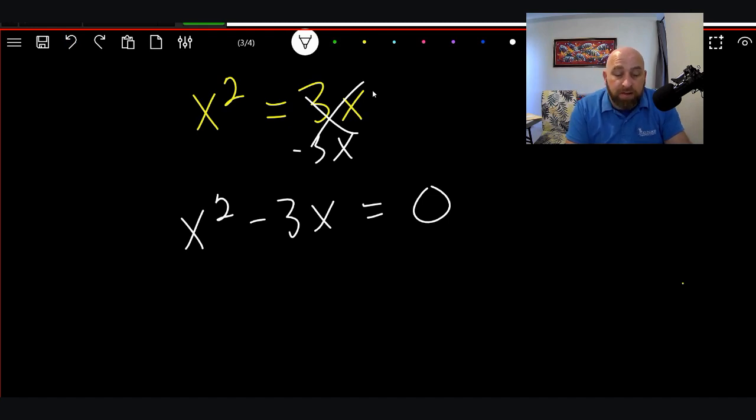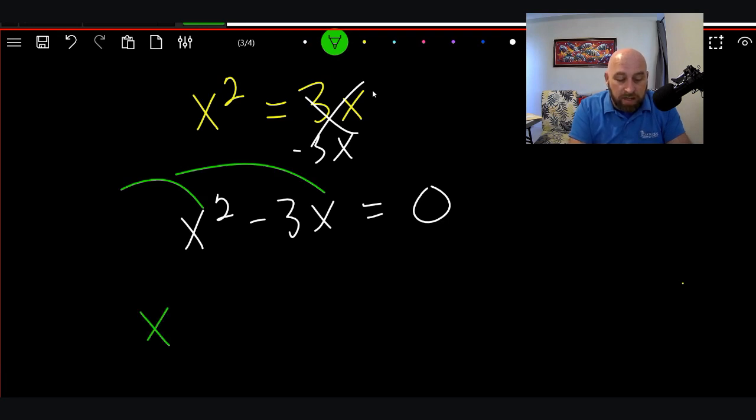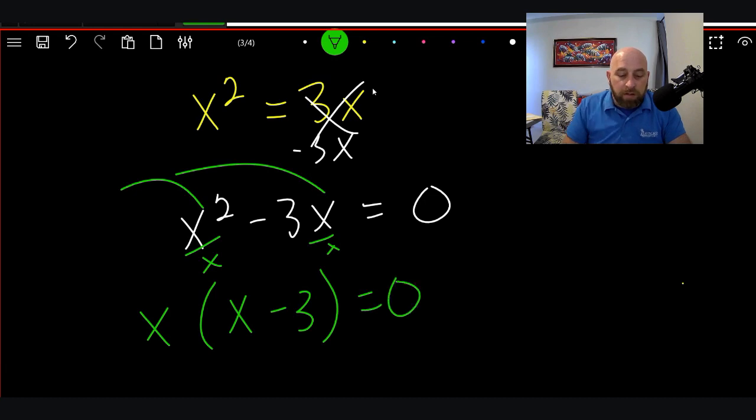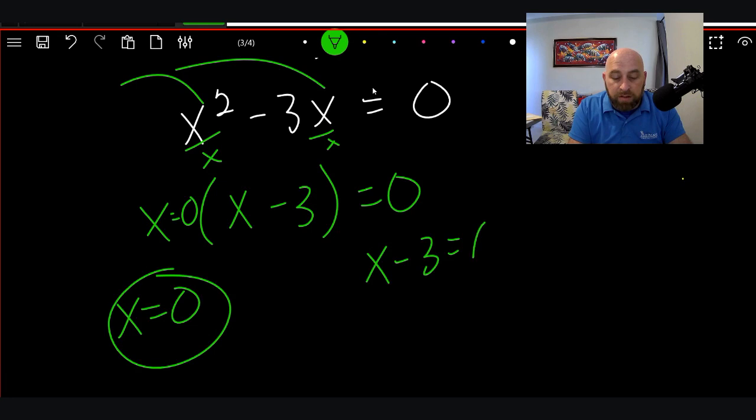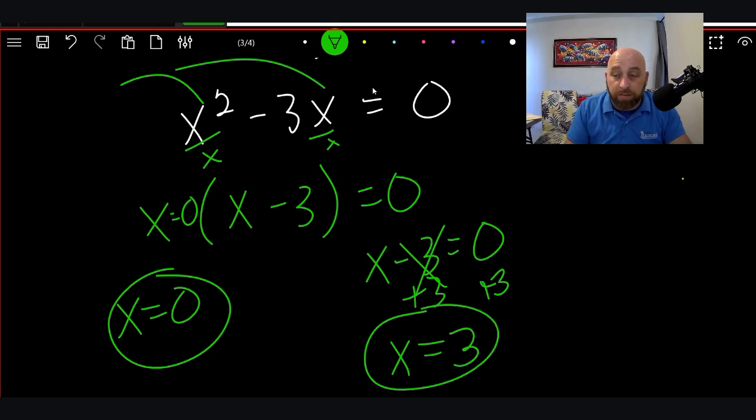Factor. You know how to factor. Take out the common x. So look, x comes outside, and then we have the factor of x, because remember we divide both sides by x, minus 3 equals 0. Don't forget that we're going to set both of these equal to 0. So look, x equals 0 is one of our answers. The other answer over here is x minus 3 equals 0. Move the 3 to the other side, and we get x equals 3, positive 3. Okay, those would be our two answers on that one.